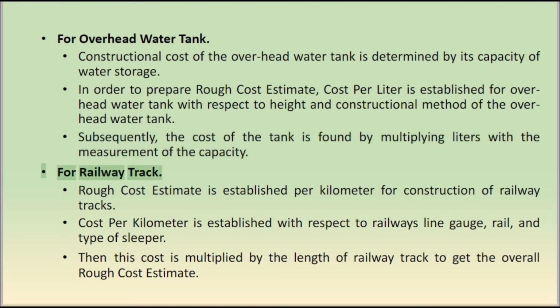For railway track, rough cost estimate is established per kilometer for construction of railway tracks. Cost per kilometer is established with respect to railway's line gauge, rail, and type of sleeper. Then this cost is multiplied by the length of railway track to get the overall rough cost estimate.